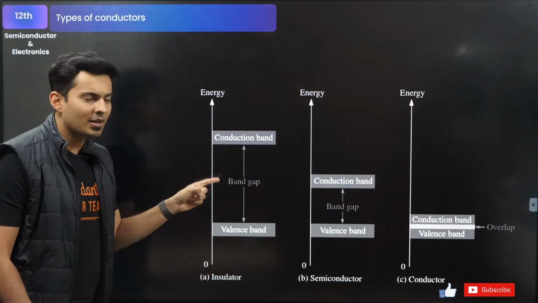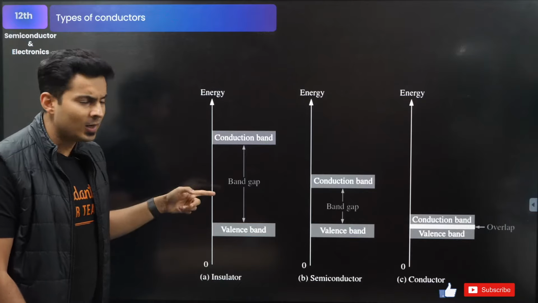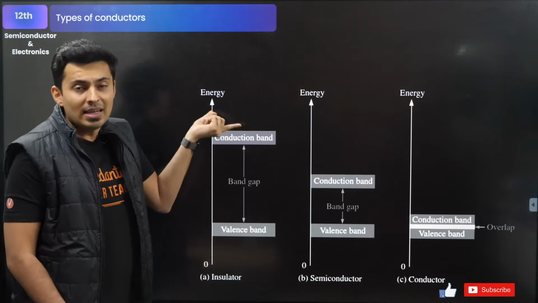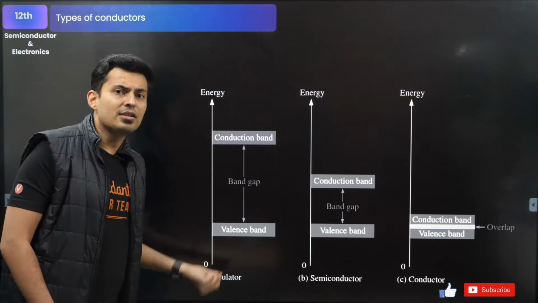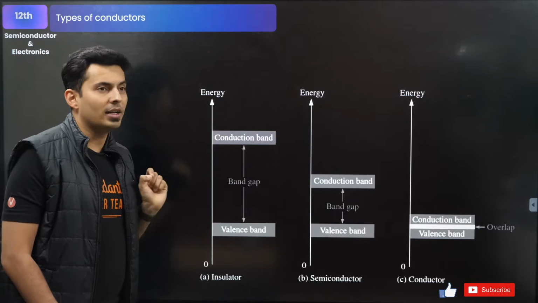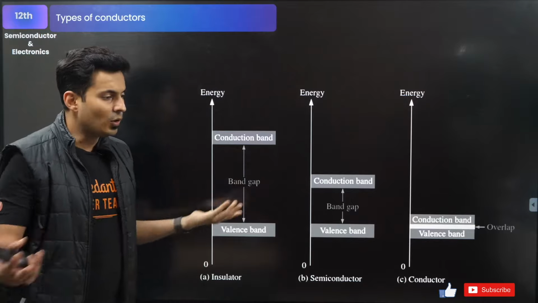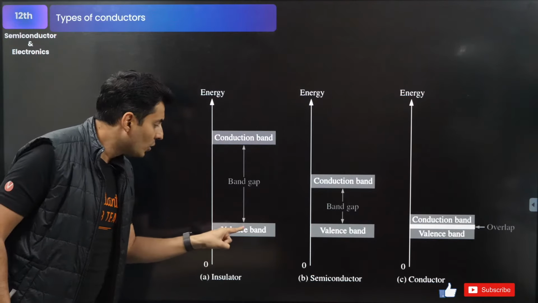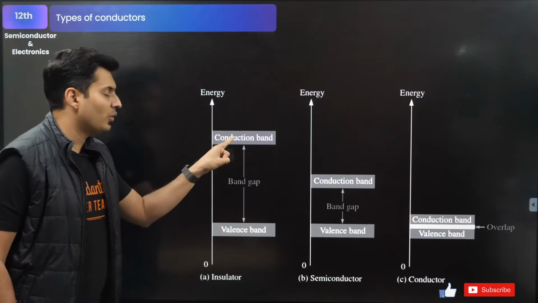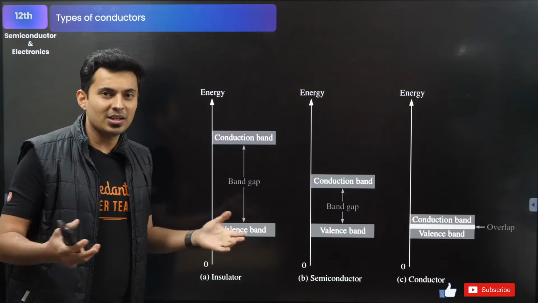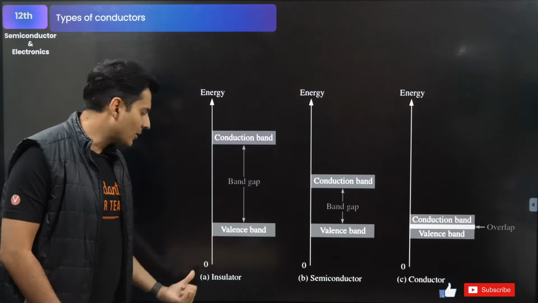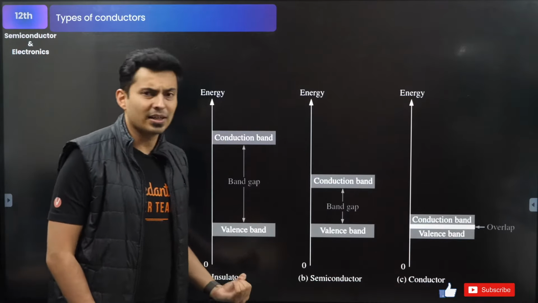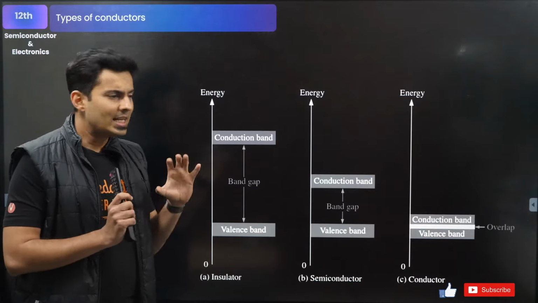Now, based on how these bands are placed, you have three different types of materials. One is an insulator, where the band gap is so high that an electron from valence to conduction band needs to make a big leap, a big jump. It needs a lot of energy to enter into the conduction band. So you will see at normal temperatures, the thermal energy is not enough to make this electron jump from here to here. So there is no conduction and no electricity. That's why they are called bad conductors or insulators.